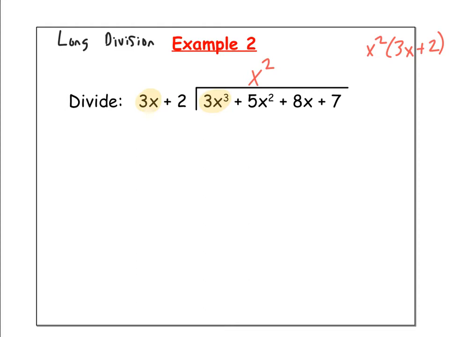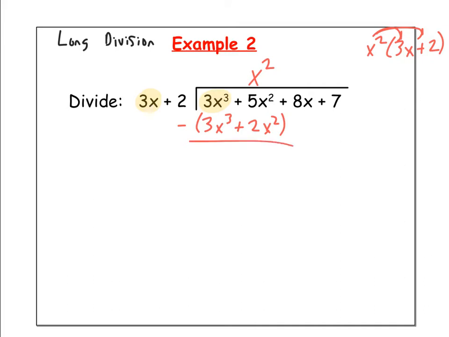Okay, so x squared times 3x plus 2 is going to distribute to become 3x cubed plus 2x squared. Okay, right, we just distributed it like that. And then when you did long division with numbers, we would subtract this quantity from above, right? So let's do the same thing.